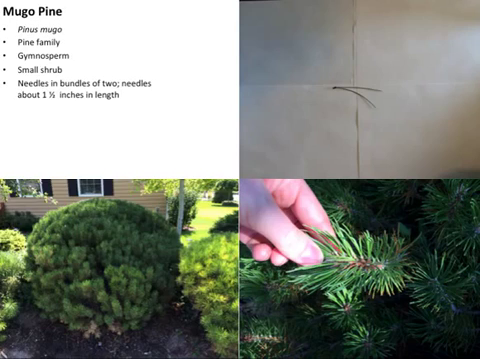The next plant is mugo pine, scientific name Pinus mugo. It's in the pine family. It's a gymnosperm. It is a small shrub. I've seen trees before, but generally it's kept pruned as a small shrub. Its needles are in bundles of 2, and they're generally about 1 inch to 1.5 inches in length.